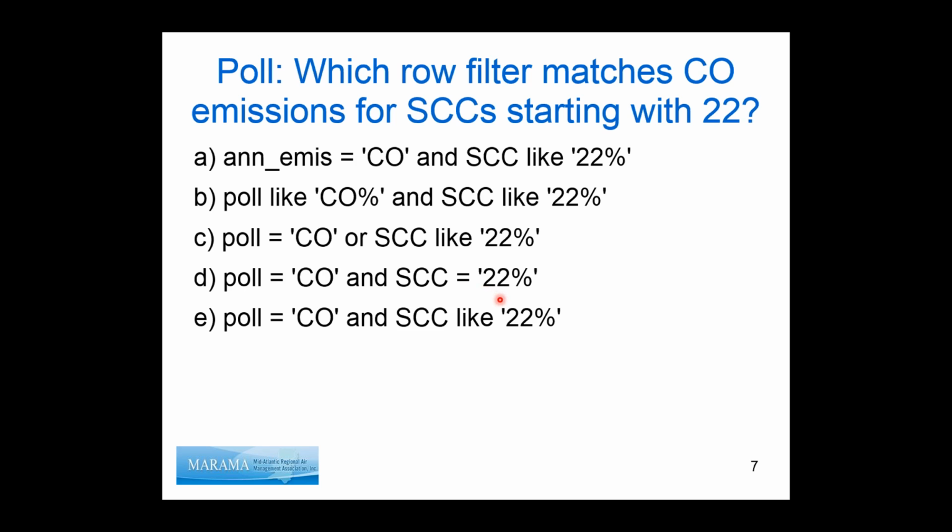So we're not going to have any SCCs that are exactly 22 percent sign, because that doesn't really make sense. You would only use the percent sign with the LIKE operator. You wouldn't use it with equals unless you really did have some data, like a plant name or something, that really contained the character percent sign in the data. So the best answer is E, where we're saying the pollutant is exactly CO, and we want to pull in this second criteria, which is that the SCC is LIKE, starts with 22, and then we use the wildcard character to say the rest of it we don't care. We just care that it starts with 22.